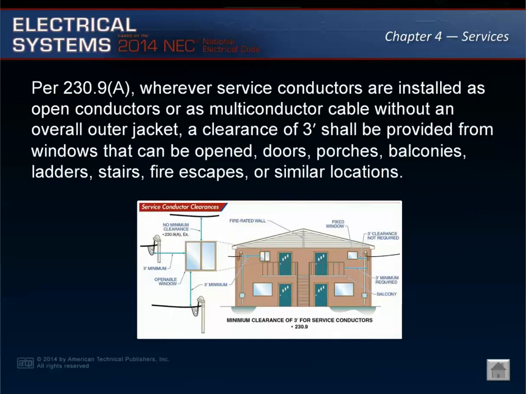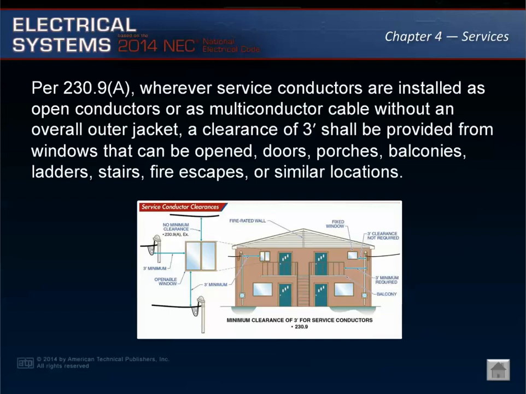Because service conductors are not protected by overcurrent protective devices, additional care is taken to ensure that the conductors are not accessible to the general public. Per Article 230.9(A), whenever service conductors are installed as open conductors or as multi-conductor cable without an overall outer jacket, a clearance of 3 feet shall be provided from windows that can be opened, doors, porches, balconies, ladders, stairs, fire escapes, or similar locations. The intent of this is to protect people from possible contact with these conductors by maintaining a 3-foot zone around the conductors.